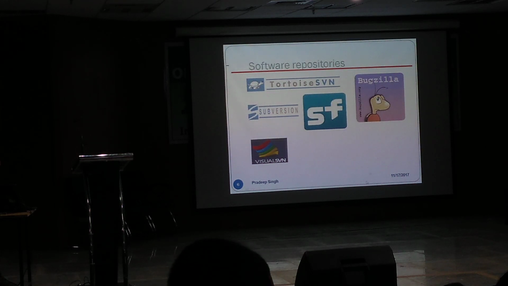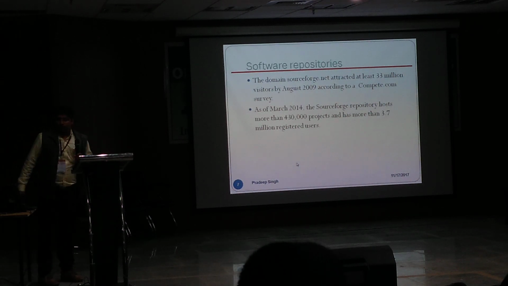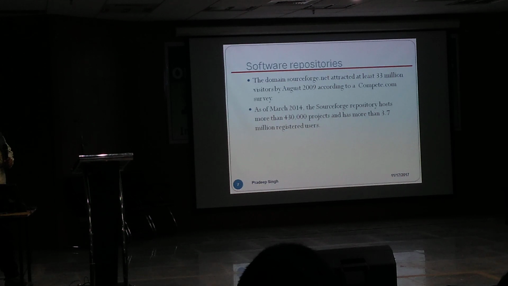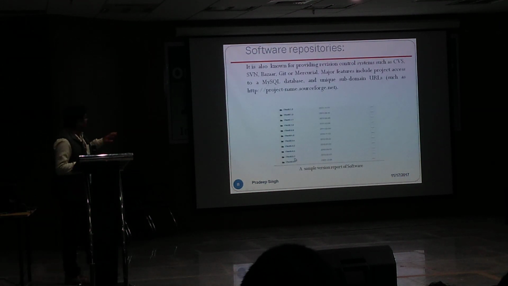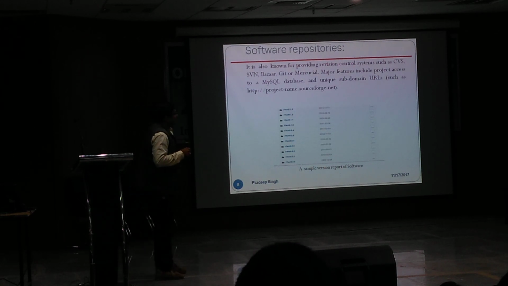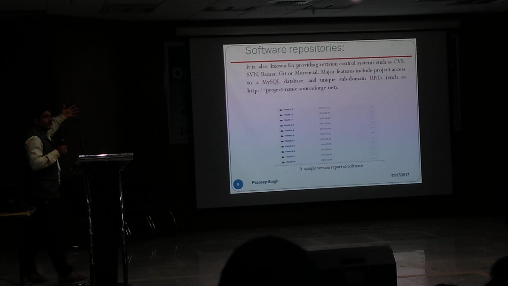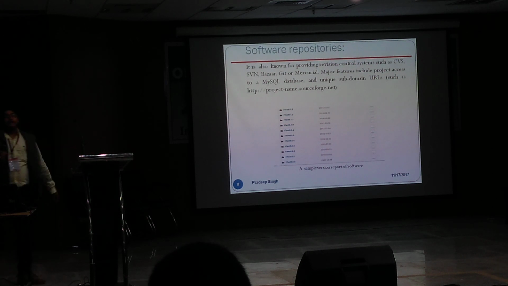One of these is Microsoft source code and all. For SourceForge, we have 430,000 projects and more than 3.1 million registered users. And I'm going in a faster way because we have to complete. This is how a particular project looks in sourceforge.net. They have various versions, and each version has software code and comments about the development history.